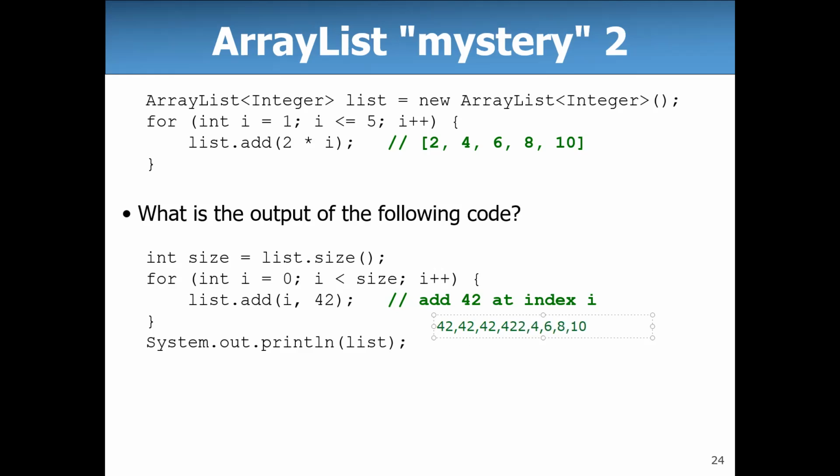What was the size? 1, 2, 3, 4, 5. 5 is less than 5? No, then it will only add 4 times, not 5 times. 4 times, because 5 is not less than 5. So we are starting with 0 index, sorry. So it will be 0, 1, 2, 3, 4, like this. 42, 42, 42, 42, then 2, 4, 6, and the rest of the things are shifted forward, and this is the output. Any questions?